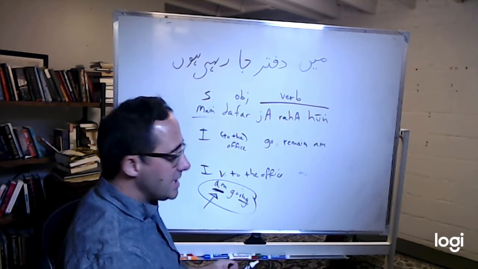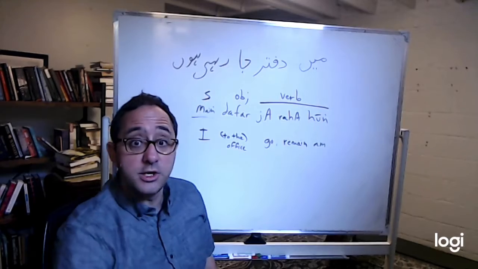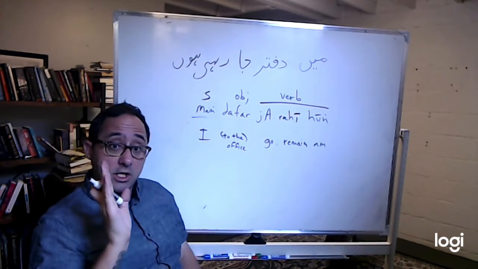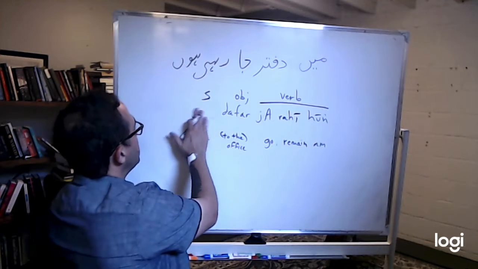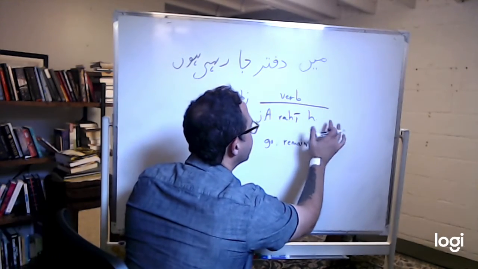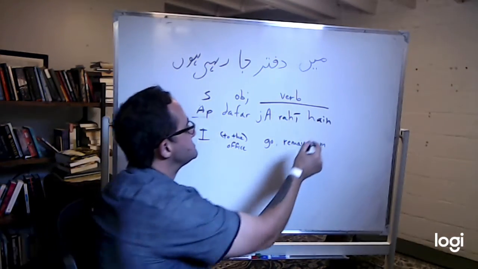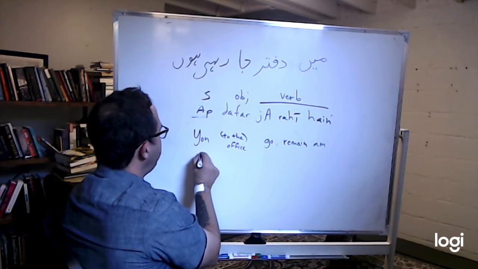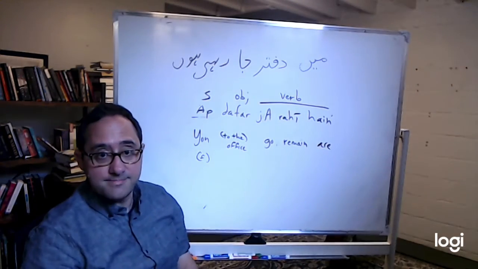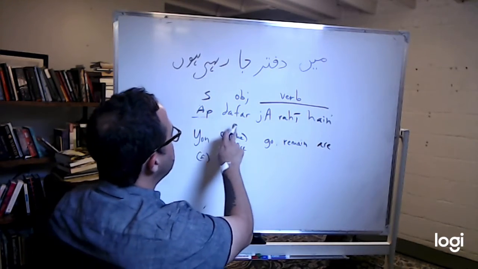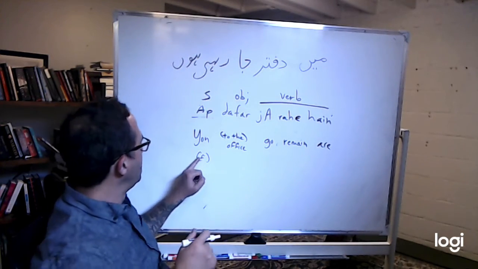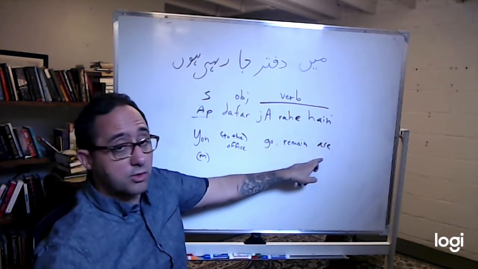Okay? So let's look at how we can change this based on who's doing it. So I said, main daftar ja rahi hoon, if I'm a woman, right? What if I say you, and I'm going to use aap, and I'm talking to a woman. Aap daftar ja rahi hain. You, female, to the office, go remain are. Right? What if it's a man? Aap daftar ja rahe hain. Because remember, aap and tum are plural. You, male, to the office, go remain are.